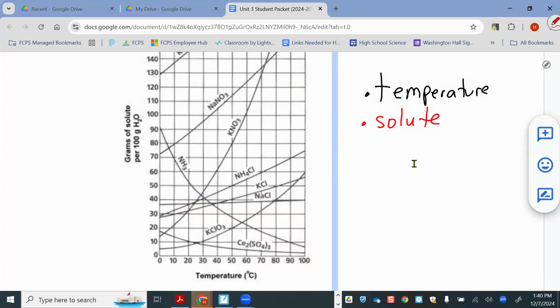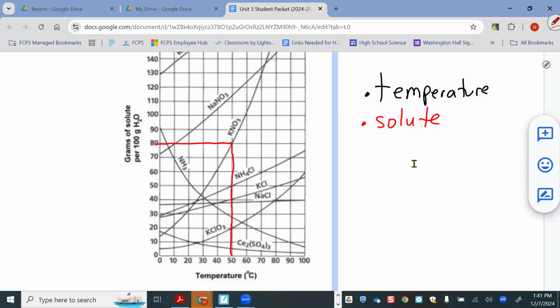Let me start again. I'm sorry. The temperature of the water is 50 degrees Celsius, and the substance is KNO3. So at 50 degrees, go all the way up to where you see KNO3. Then you read over to the left. At 50 degrees, KNO3 has 80 grams dissolved.